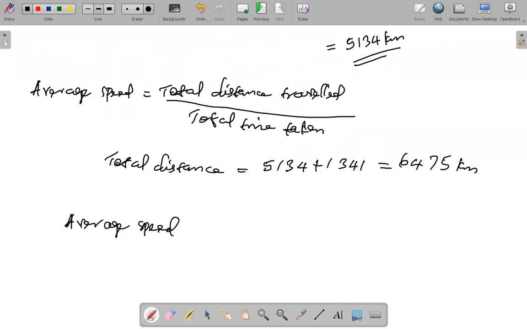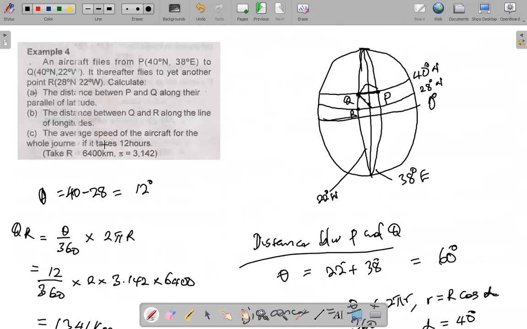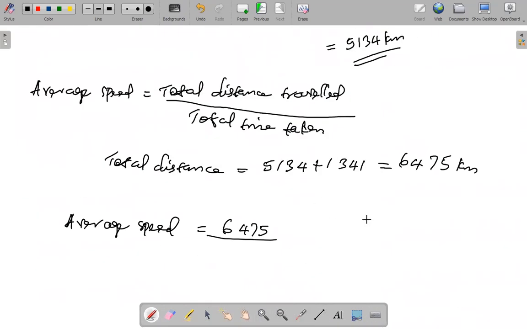Therefore, average speed is equal to 6,475 divided by the time. The air travel takes 12 hours, so we divide by 12. By the time we do this division, we have 539.59 kilometers per hour. To the nearest whole number, that is 540 kilometers per hour.